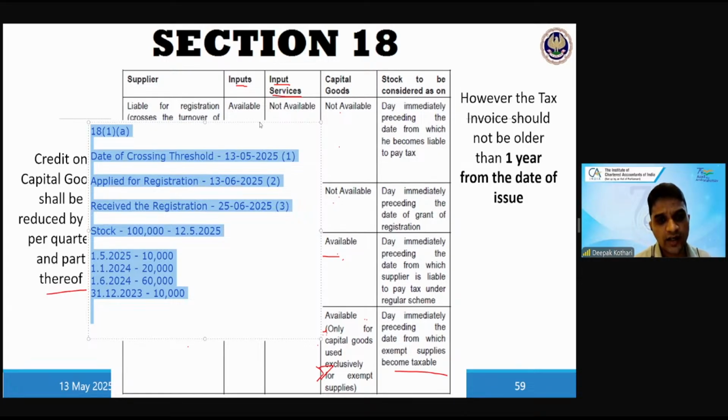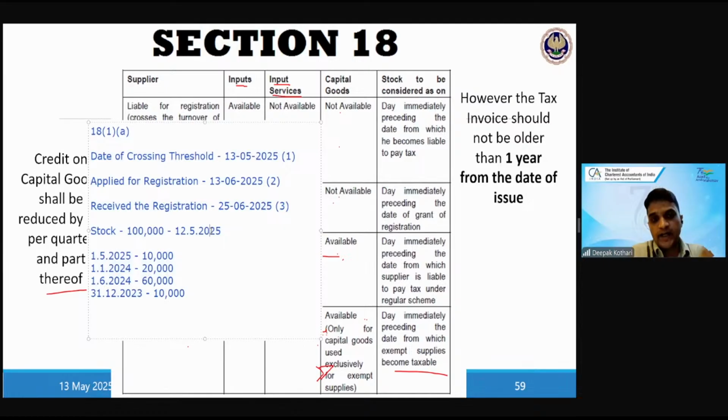Whatever stock there is as on the date prior to the date when he crosses the threshold and becomes liable for registration, you can claim credit on that stock, as on the 12th. Our cutoff date is the 12th, not any other date. One year before the 12th, meaning 13th May 2024, whatever stock is after 13th May 2024, we can claim credit on it. Before that, we cannot claim credit.